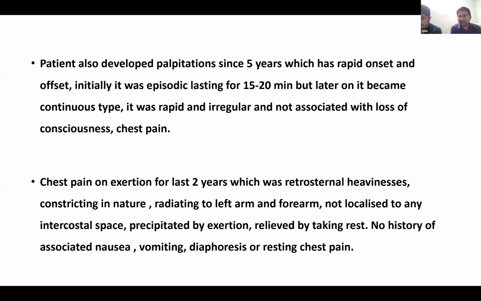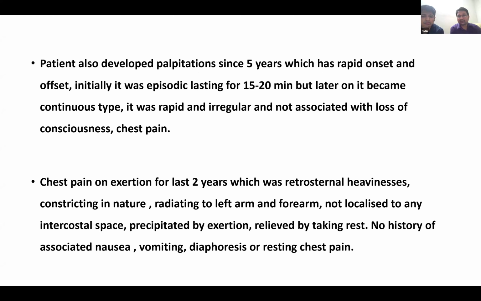She also developed palpitations since 5 years, which were rapid in onset and offset, initially episodic, lasting for 15 to 20 minutes, but later became continuous, rapid and irregular as described by the patient. It was not associated with loss of consciousness or chest pain.